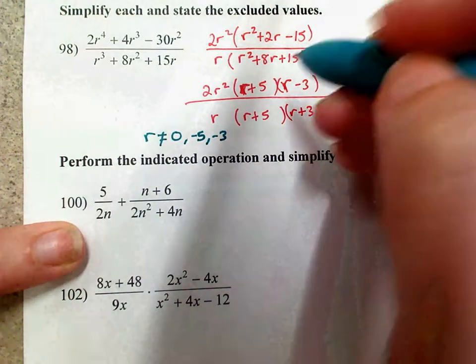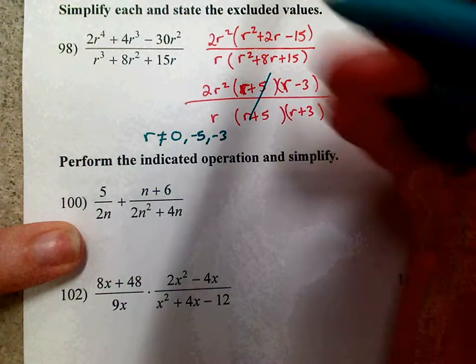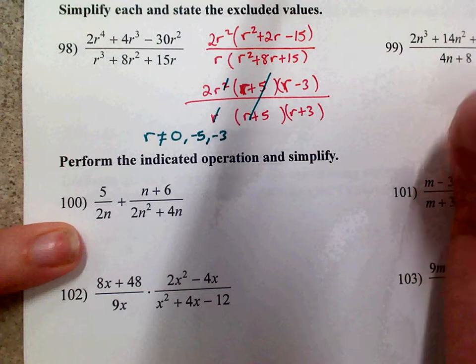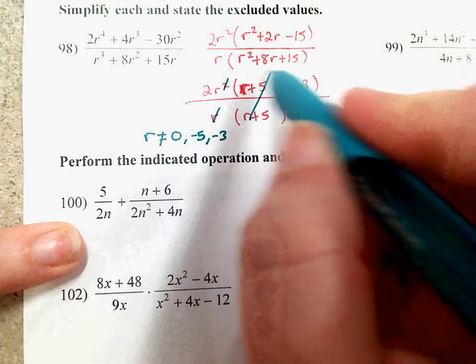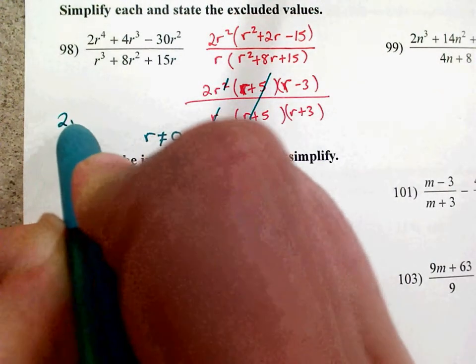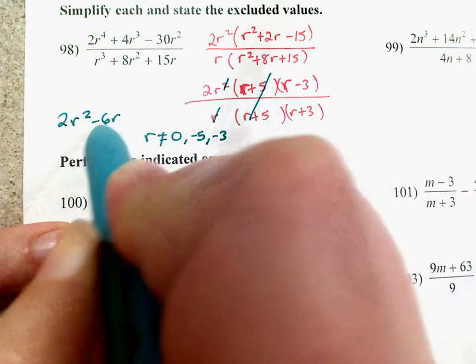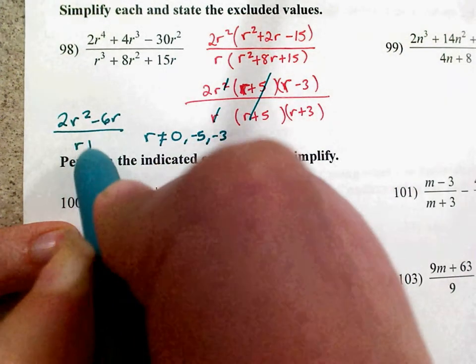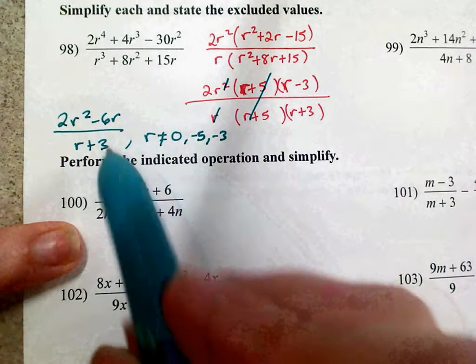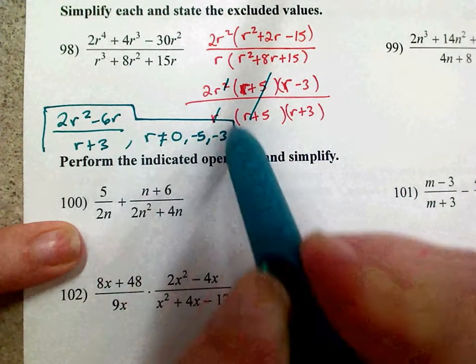But then as far as simplifying goes, I can simplify out an r plus 5 and 1 r from the top and from the bottom, meaning my answer is 2r times r plus 3, or 2r squared minus 6r, divided by just r plus 3. Which means this is my answer.